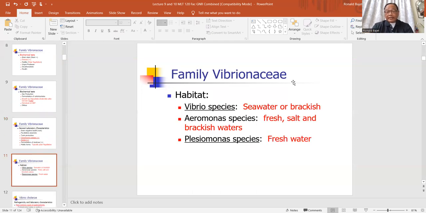Vibrio species are found in seawater or brackish water. So what brackish water is, it's where fresh water, like for example, the Mississippi River flows down and it empties into the Gulf of Mexico. I believe it empties into the Gulf of Mexico, and the Gulf of Mexico is salt water. So where fresh water and salt water mix right at that delta, that's brackish waters. Okay, so it's in the brackish waters where Vibrio can be found. Aeromonas species can be found in fresh, salt, or brackish waters. Okay, Vibrio is seawater or brackish waters. And Plesiomonas is freshwater. It's a freshwater pathogen.